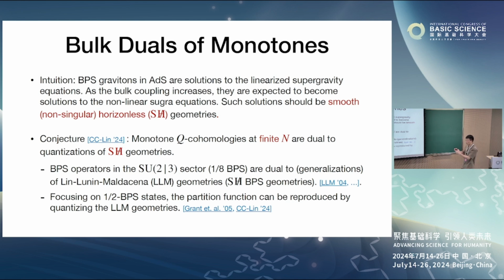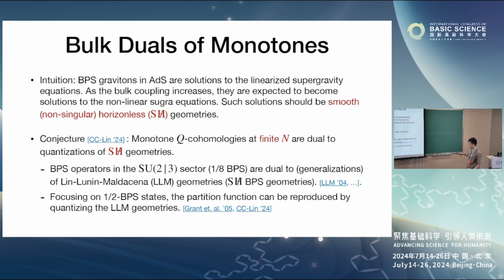And now if we try to increase the bulk coupling, the originally linearized equations will become nonlinear. And for the monotone cohomology, we know that we can start from infinite rank and then slightly reduce N. So we expect that these BPS graviton solutions will gradually become nonlinear solutions to this nonlinear supergravity equation. And such solutions should be smooth and horizonless, meaning that they should be non-singular if we gradually increase the bulk coupling. So this intuition led us to propose the following conjecture: the monotone Q cohomology at finite N is due to quantization of the smooth and horizonless geometries.